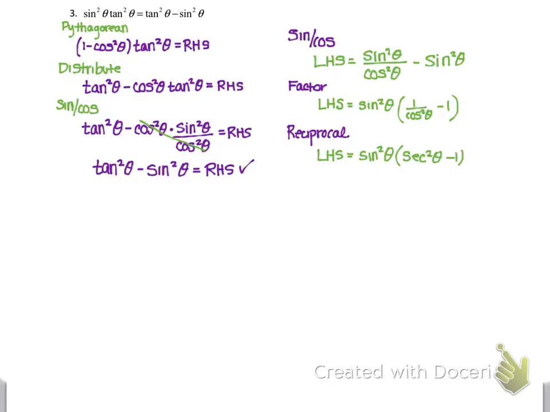And now I notice that we have a Pythagorean identity. And when you look at that table that was given to you, secant squared theta minus 1 is equal to tangent squared, which is exactly what we needed.